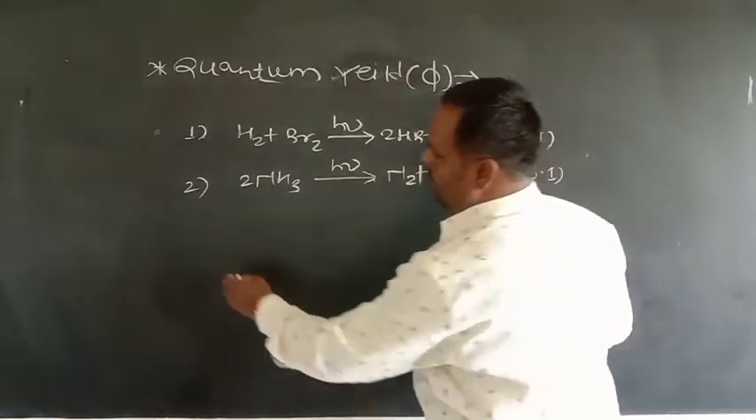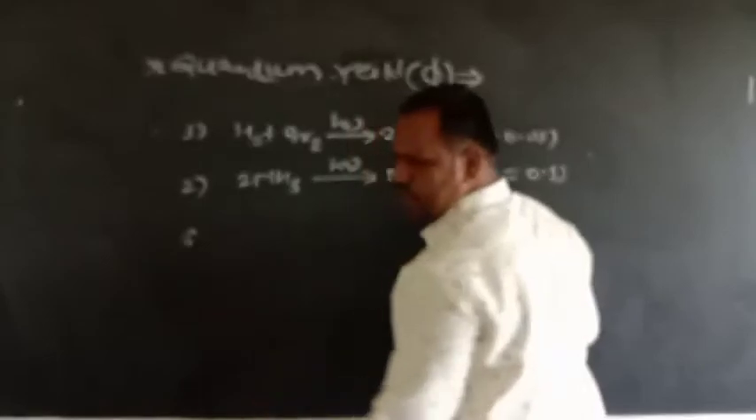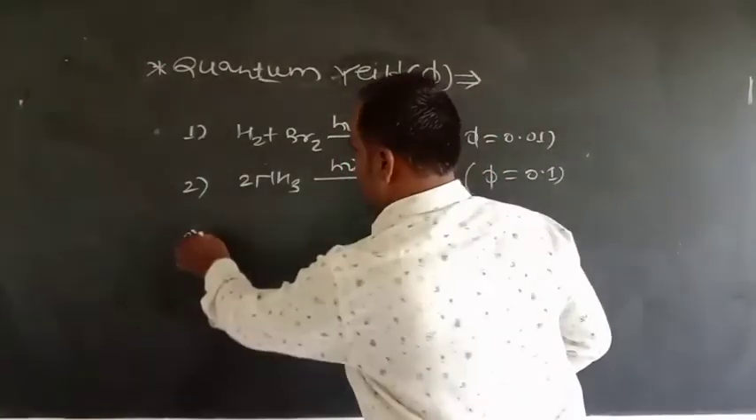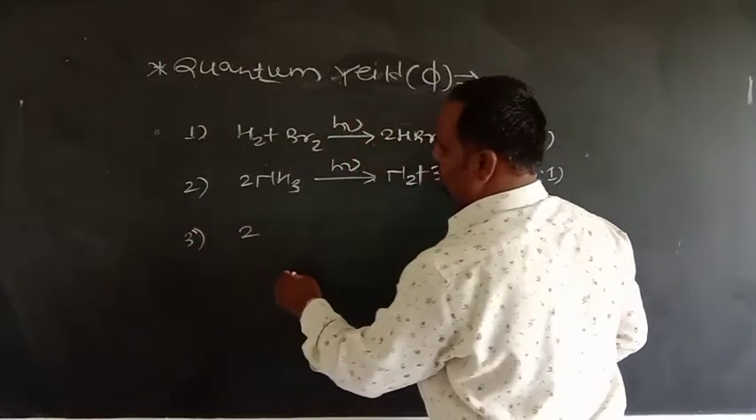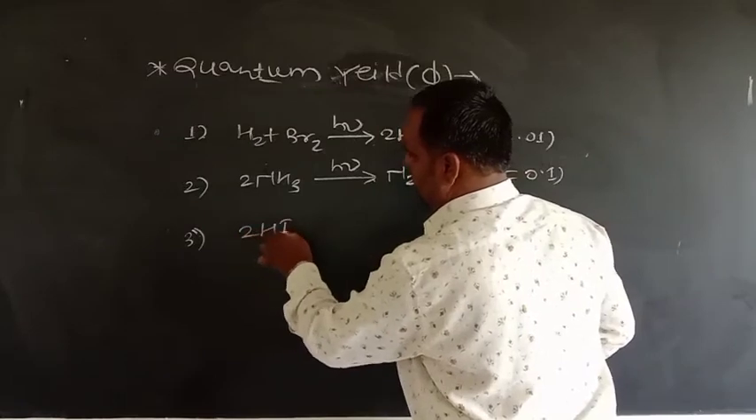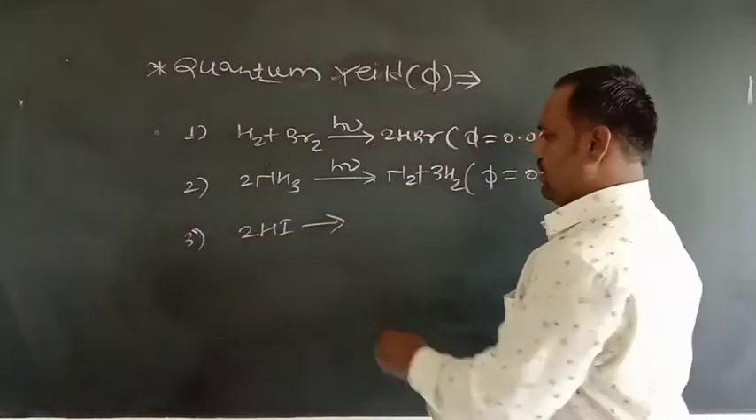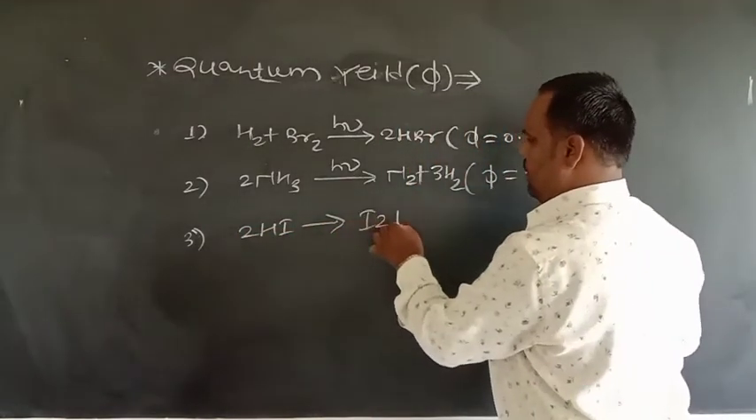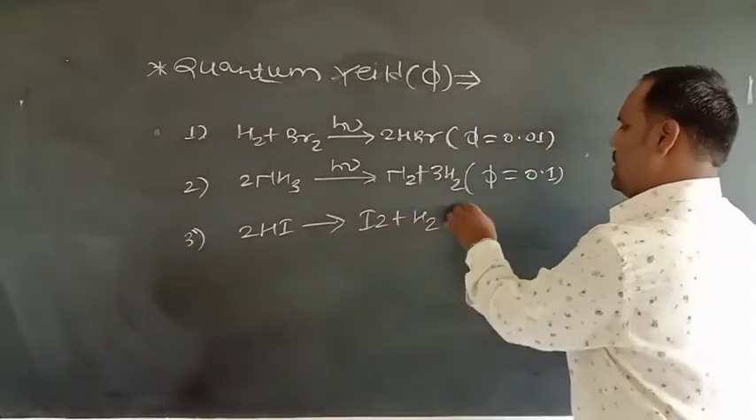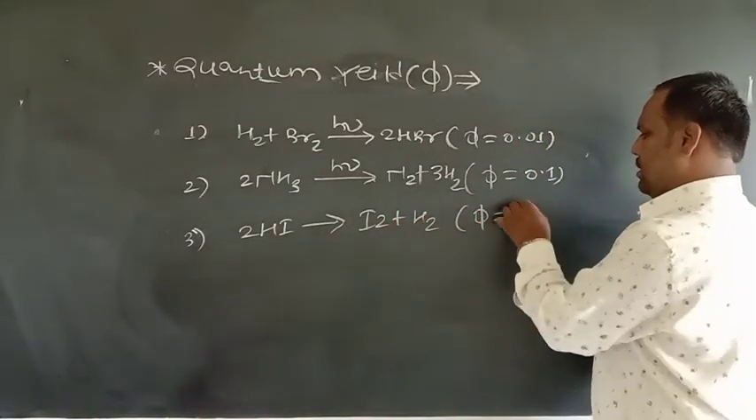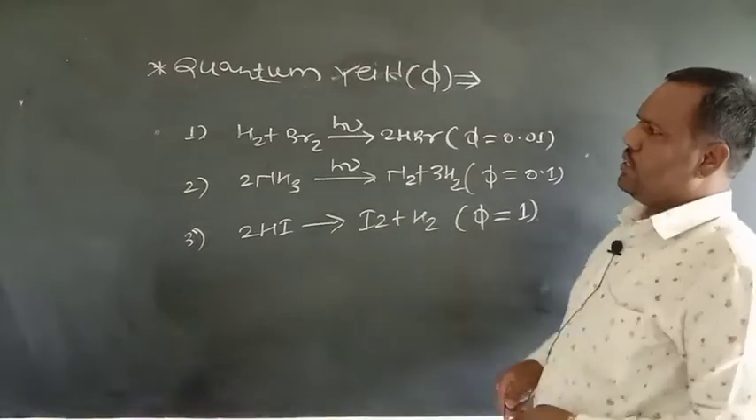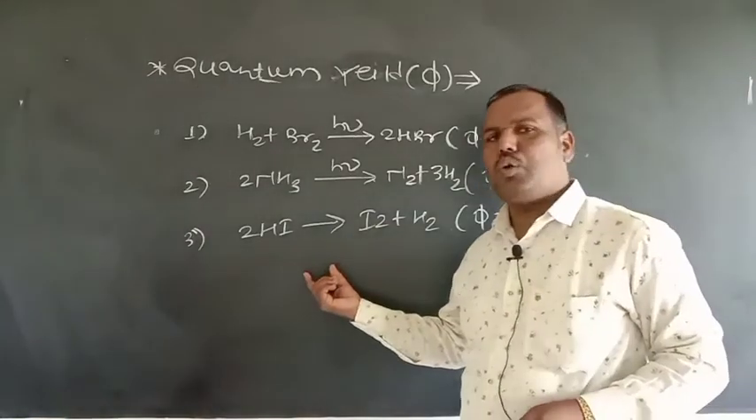And another example, that is 2HI, which will give I2 plus H2. So for this reaction, quantum yield is equal to unity. So these are the examples of low quantum yield.